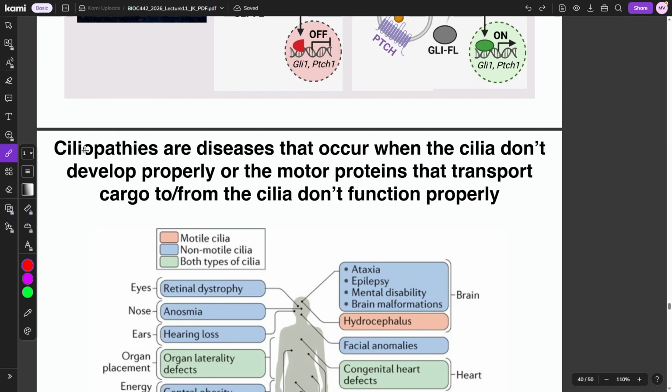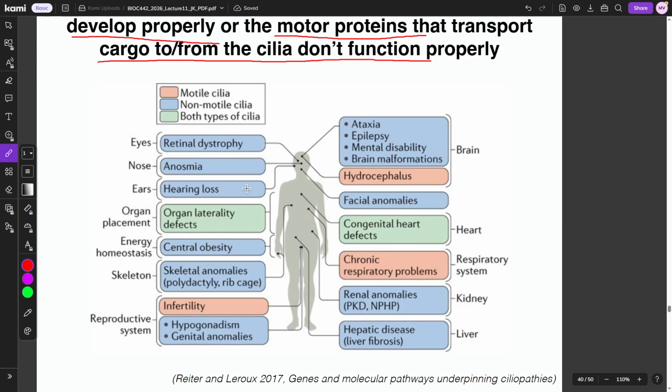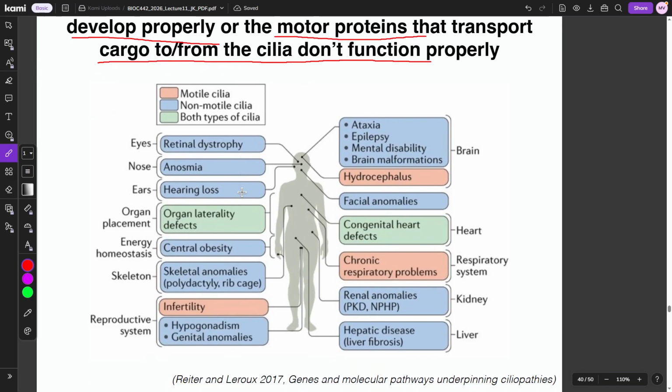So ciliopathies, I keep messing that up, ciliopathies, occur when the cilia don't develop properly. If they don't develop properly, the microtubules probably don't work, or the motor proteins that transport the cargo from the cilia don't function correctly. So there's plenty of places where you can get these. I think the intestines involve a lot of microvilli and cilia, so the intestines are a great place where this tends to happen, I believe. So yeah.